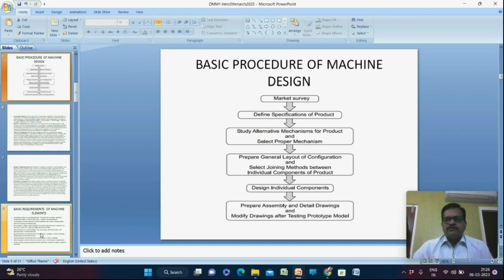Basic procedure of machine design. Here in this flow chart, you can see starting with the market survey, then specifications of the product are defined, and then study the alternative mechanisms for the product and selection of the proper mechanism, and then preparation of the general layout and selection of various joining methods between individual components of the product, and then design of individual components, and then prepare the assembly and detailed drawings and modified drawings after testing the prototype model. Let us discuss these things in detail.